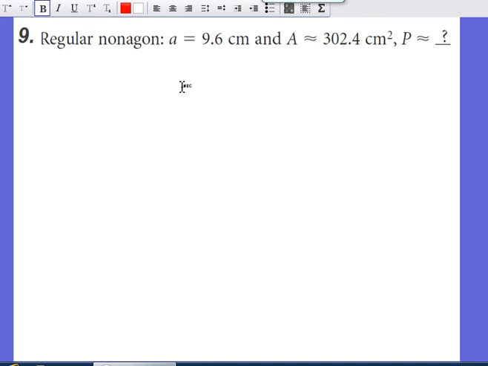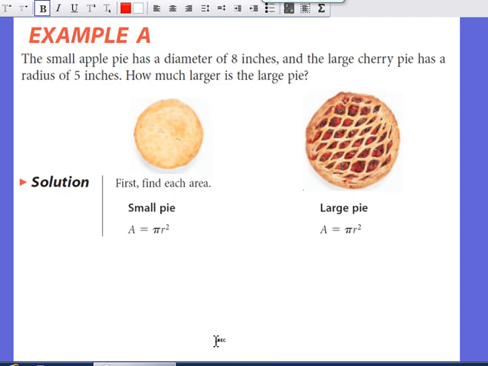Now we have a regular nonagon. This is one I want you to do for 5 points extra credit. Pause it, try it. Now we have our apple pie, cherry pie, favorite pie, pecan pie is probably my favorite, equation, which is the circle. The area of a circle is pi r squared.